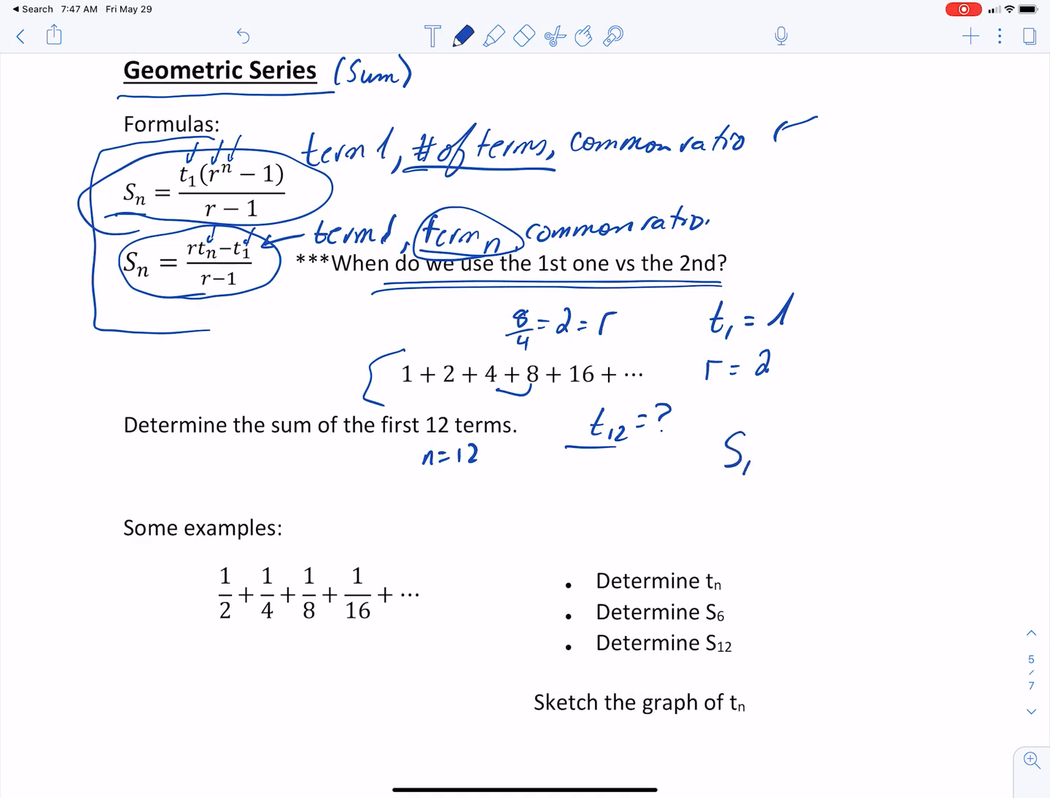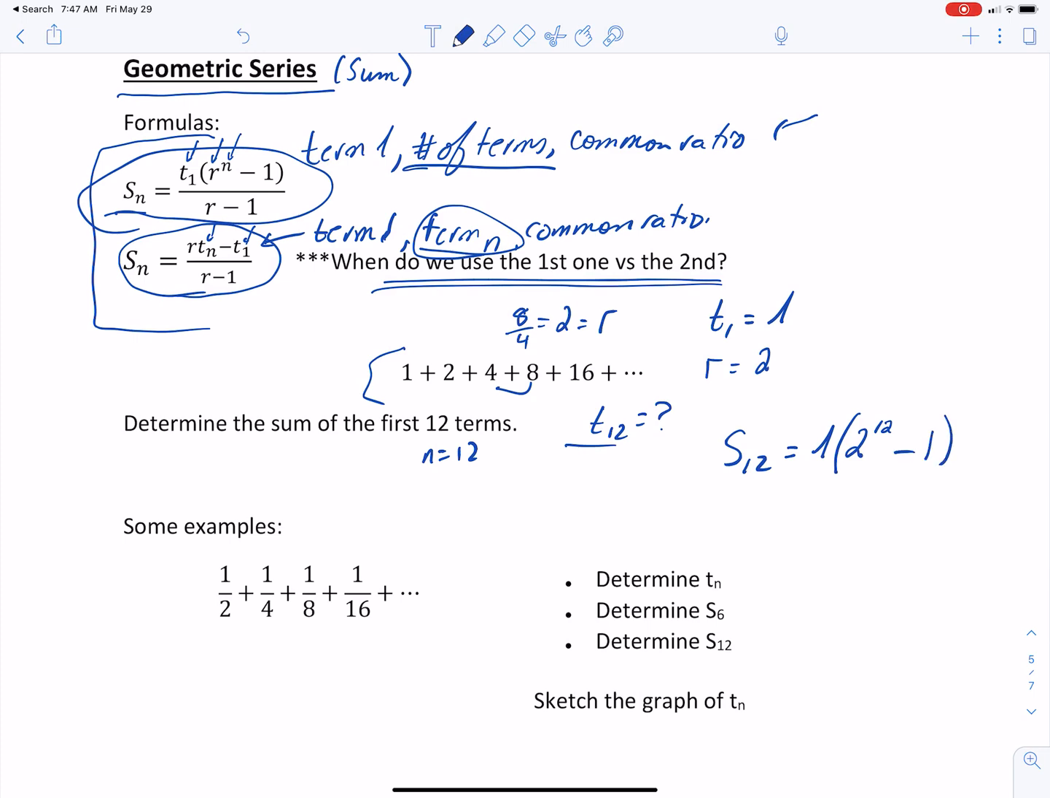So the sum of 12 terms will be term 1 times the common ratio to the power n, take away 1, all divided by the common ratio minus 1. If I put this into my calculator, I'm probably going to do this first, 2 to the power 12, then subtract 1, and really in this one I'm timesing it by 1 and dividing by 1, so it's just that number. 2 to the power 12 is 4,096, and I take away 1, so 4,095 is the sum of 12 terms.